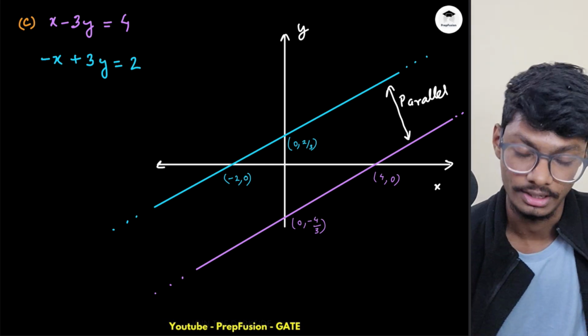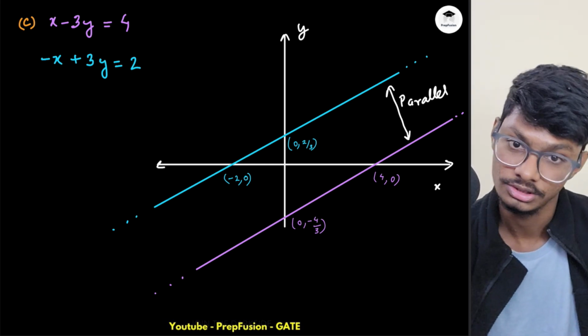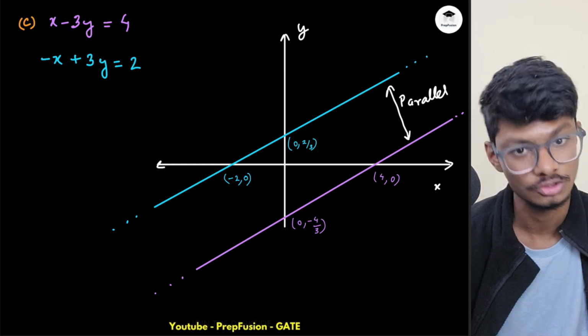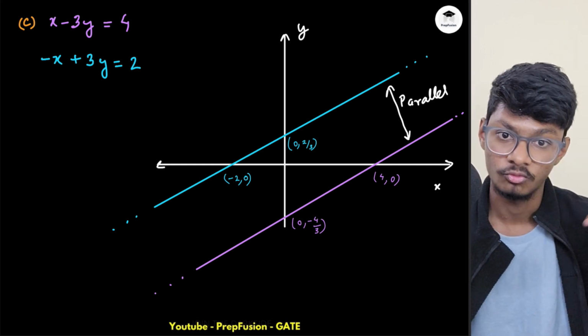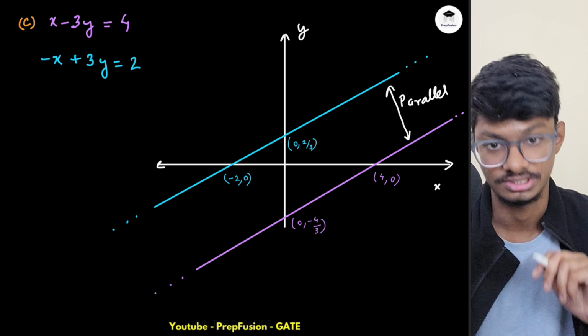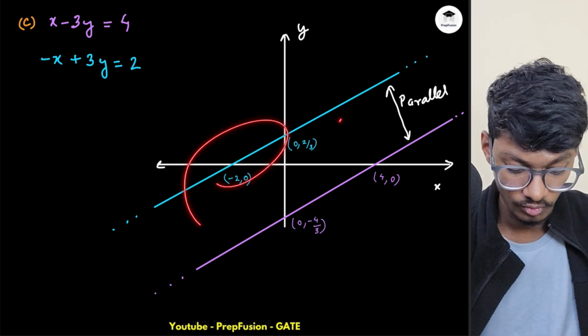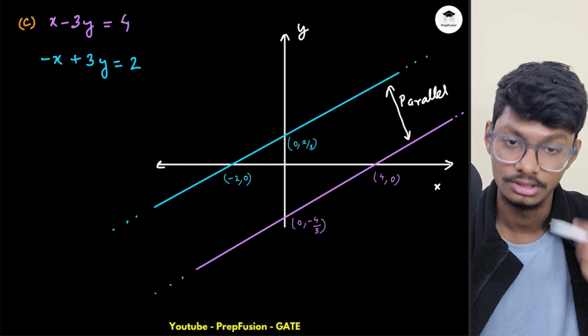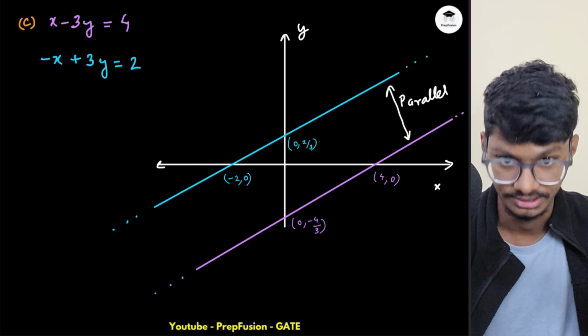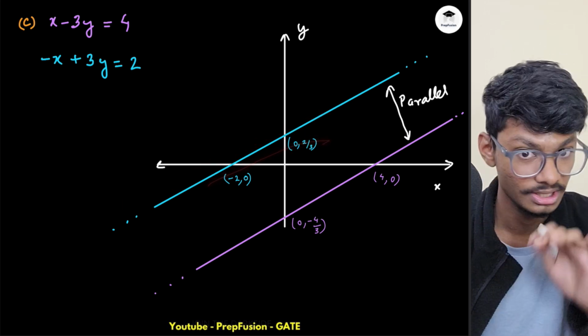Okay, these two lines are parallel. As these two lines are parallel, the slopes are the same. In the previous case, the slope was also the same, but the y-intercept and the x-intercept were also the same for both of the equations. Here, the y and x intercepts are different. That's why they will never intersect, because the slopes are the same. Hence, they are parallel to each other.